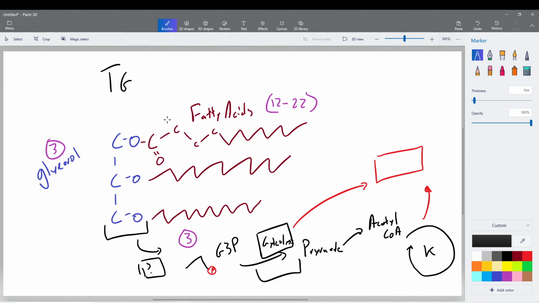What is going to happen to this fatty acid though? Once I've broken this fatty acid off, I can't just take that fatty acid and slap it into the Krebs cycle. I obviously have to do a lot more changes to do this.